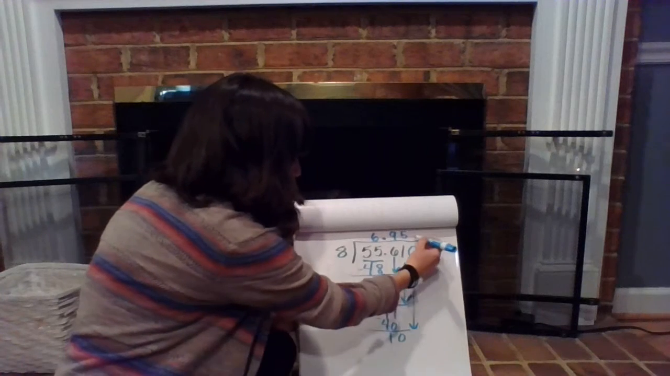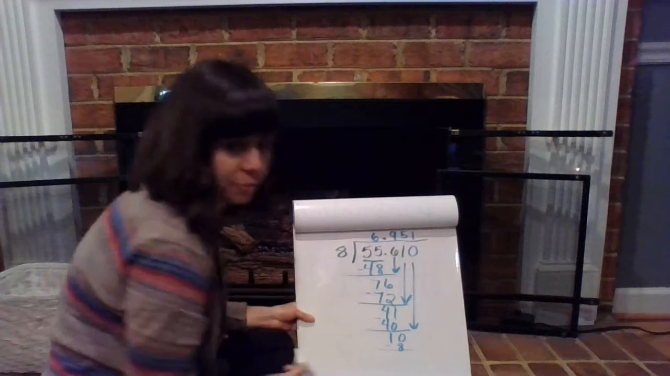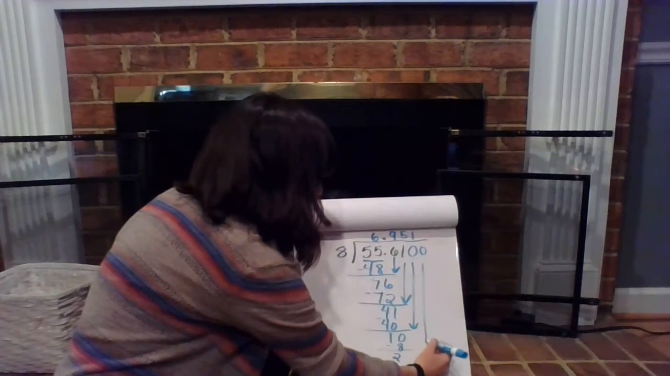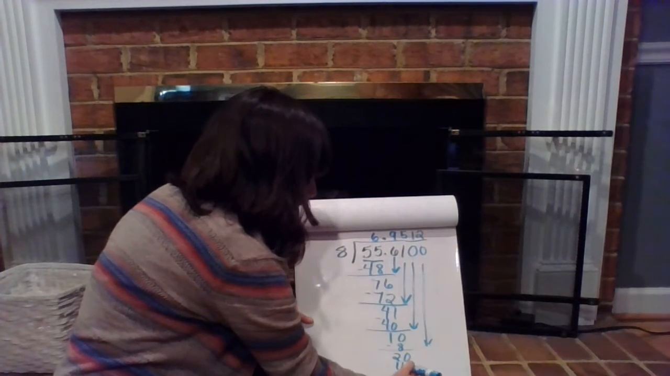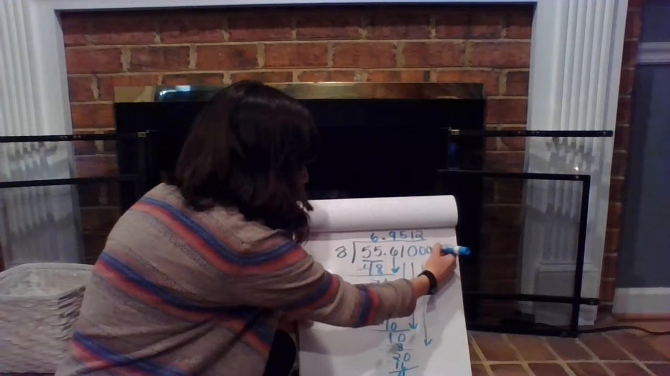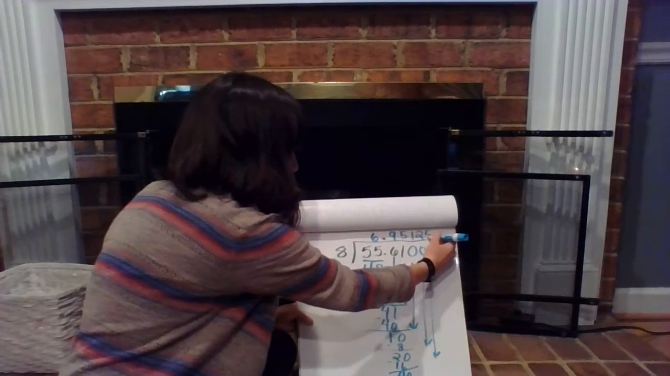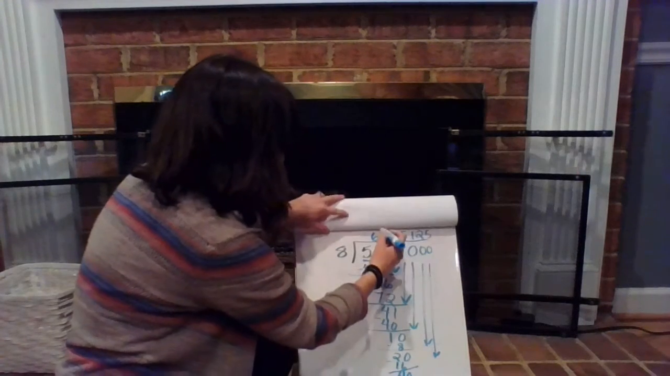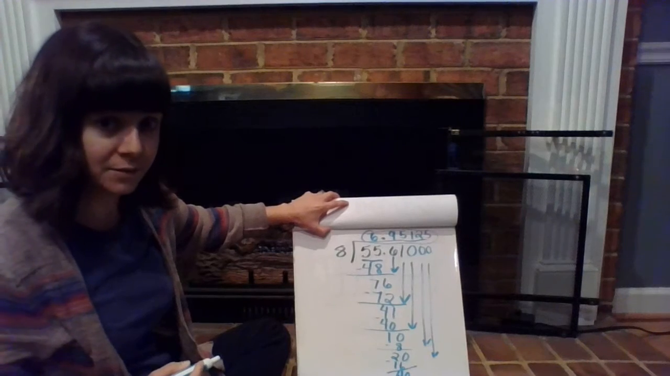And 8 goes into 10 once. 8 times 1 is 8. Hopefully you can see that. I subtract and I get 2. So I'm going to bring down another 0. 8 goes into 20 twice. 8 times 2 is 16. I get 4 left over. And then if I bring down one more 0, 8 goes into 40 5 times. And 8 times 5 is 40, so there's no remainder. Okay, so this is actually going to be your final answer.